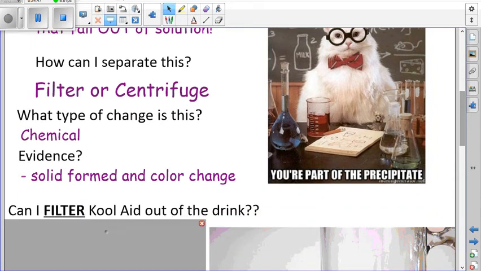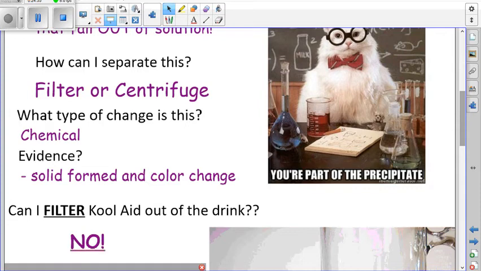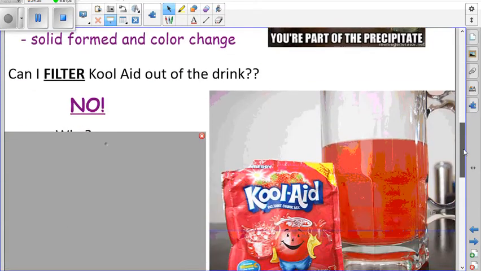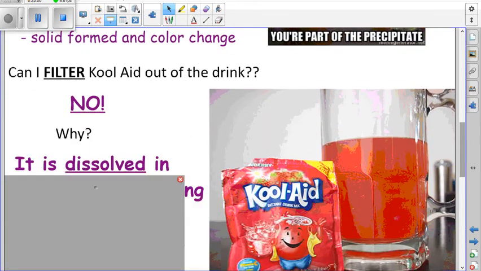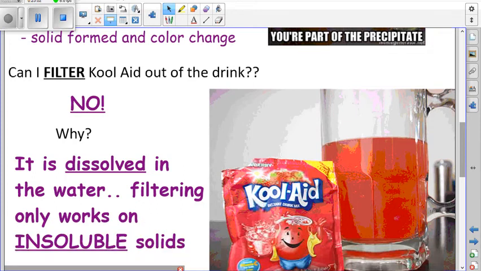Hey, would you be able to filter Kool-Aid out of a drink? No. Why not? It's soluble. It's soluble, right? So again, you couldn't filter it out because it's dissolved in the water. Filtering only works on insoluble solids, okay?